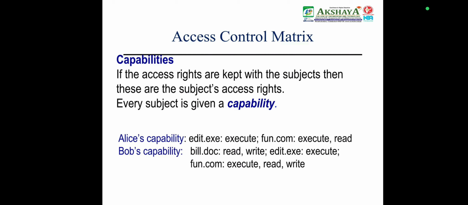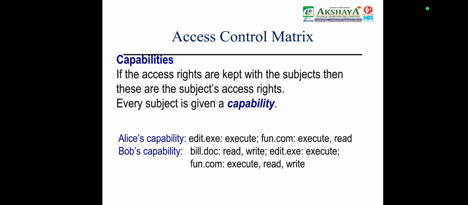Access control matrix capabilities. If the access rights are kept with the subject, then these are subject access rights. Every subject is given a capability. Alice's capability: edit.exe execute, and fun.com execute and read. Bob's capability: build document read, write, edit.exe execute, and fun.com execute, read and write.